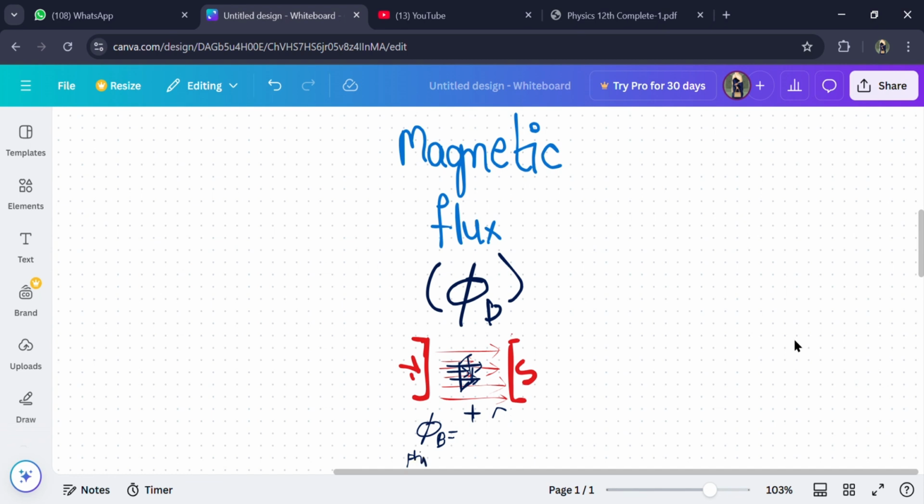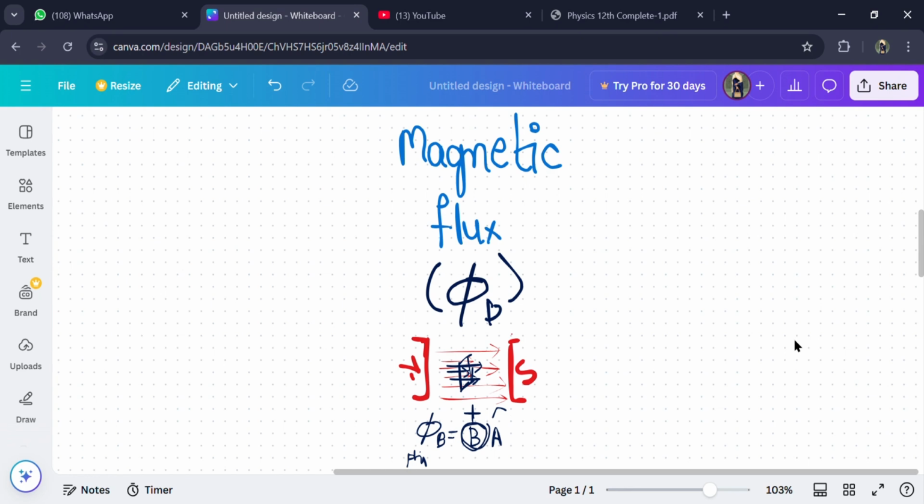So this phi is actually equal to the product of B into A. Let me just write it first: B into A, where A represents the area and B represents the magnetic field. Now, if you have studied the chapter on vectors, I hope that you know the concept that here the magnetic field lines are uniform. That means they have a specific direction. There's a uniform flow of magnetic field lines.